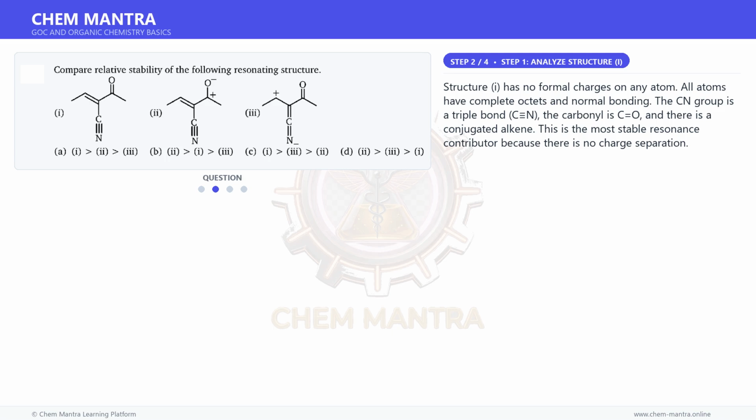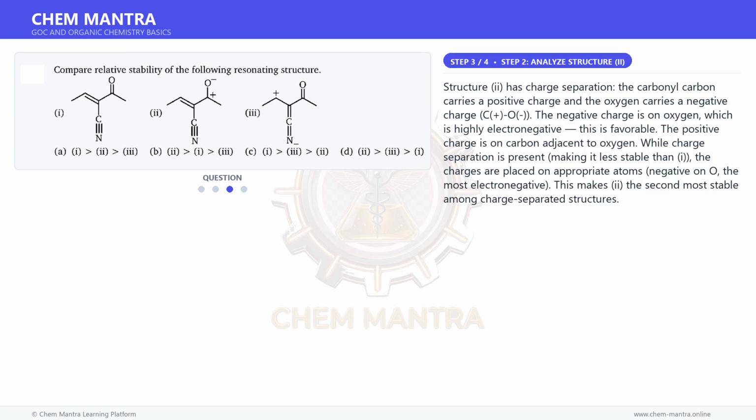Moving on to the next step. Structure I has no formal charges on any atom. All atoms have complete octets and normal bonding. The CN group is a triple bond, C≡N, the carbonyl is C=O, and there is a conjugated alkene. This is the most stable resonance contributor because there is no charge separation.